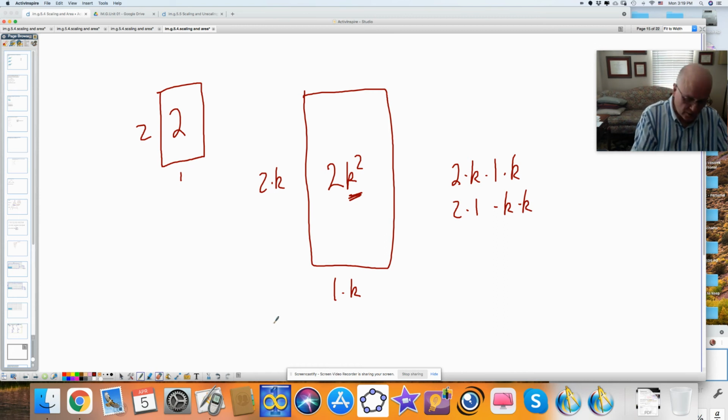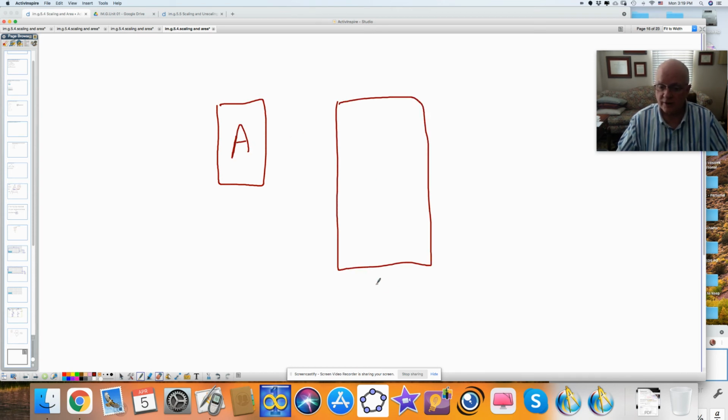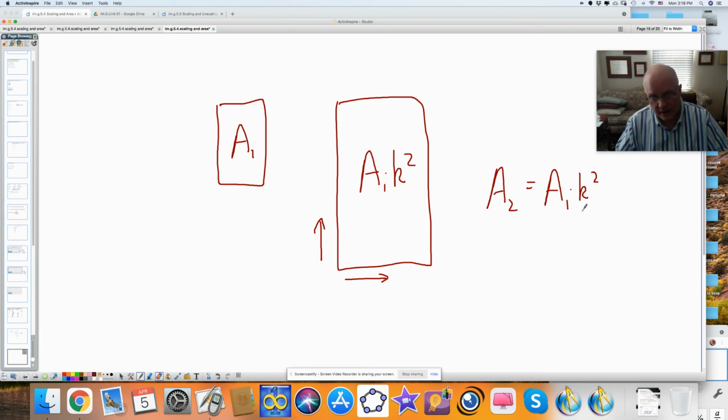What if instead of an original area of 2, it had an area of a? How long would it be if I were to scale it up by a scale factor of k? Well, it's going to be k more in this direction, and k more in this direction. So it's going to be my original area times k squared. And that's the big idea of our lesson today, is to show that the new area is not scaled by a factor of k. It's scaled by a factor of k squared.